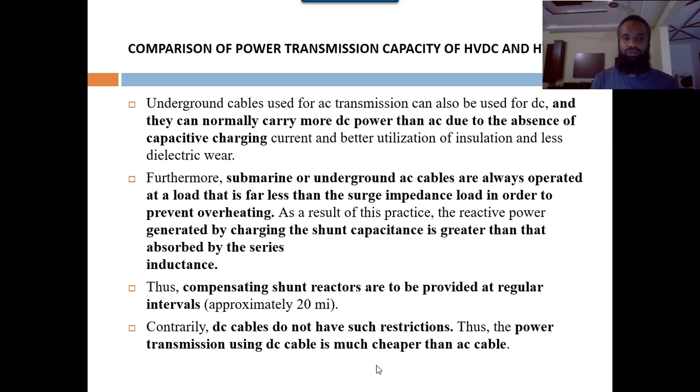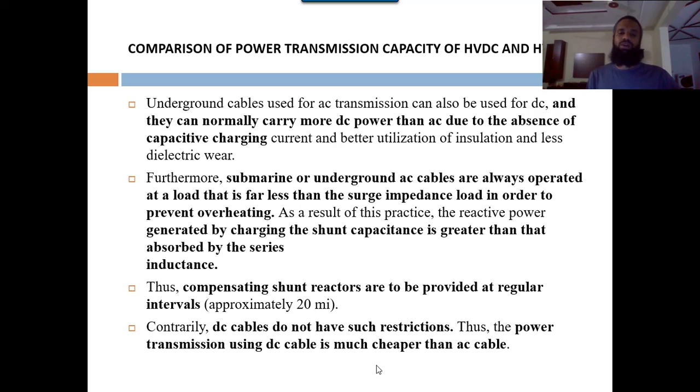Secondly, when we are using underground cable, then the DC system is much more useful as compared to the AC system, because in the DC system there is no chance of the capacitance or the inductance effect, while in the AC system this effect appears, and these factors give losses to the system.